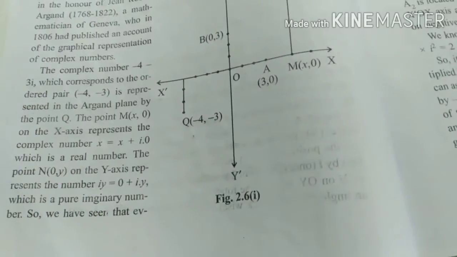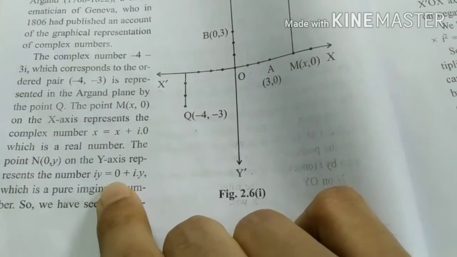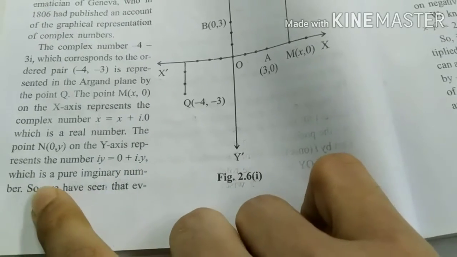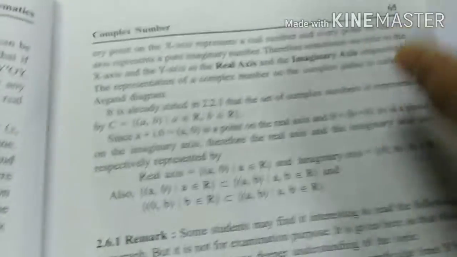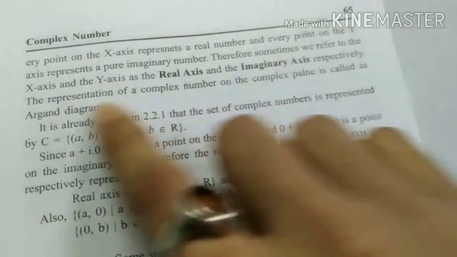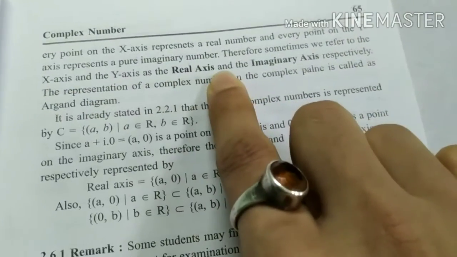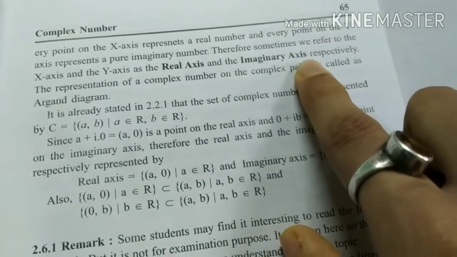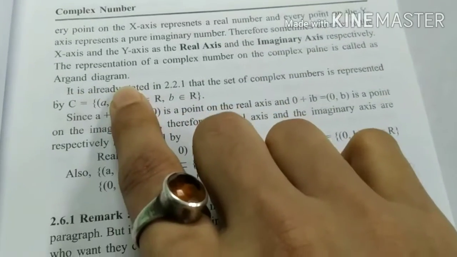The point N(0, y) on the y-axis represents the number iy, which is 0 plus iy, a purely imaginary number. So we have seen that every point on the x-axis represents a real number and every point on the y-axis represents a purely imaginary number. Therefore, sometimes we refer to the x-axis as the real axis and the y-axis as the imaginary axis. The representation of a complex number on a complex plane is called an Argand diagram.